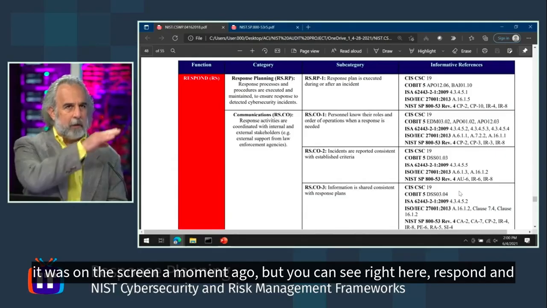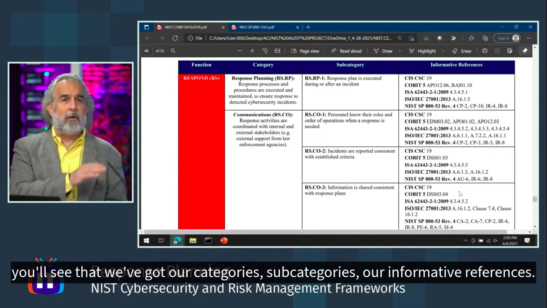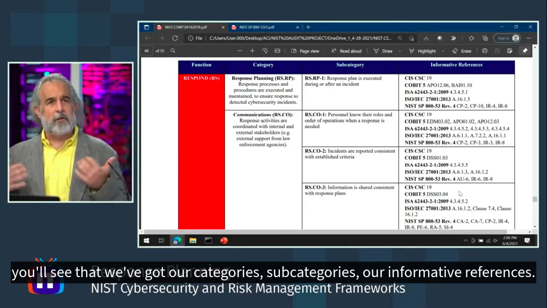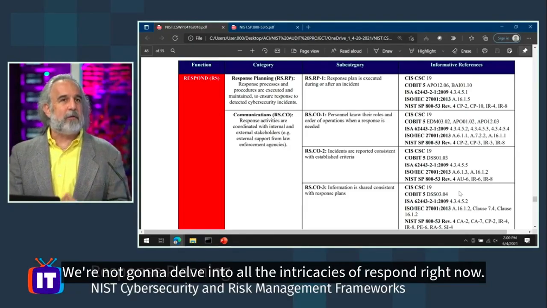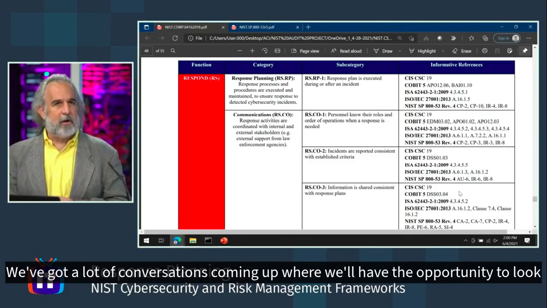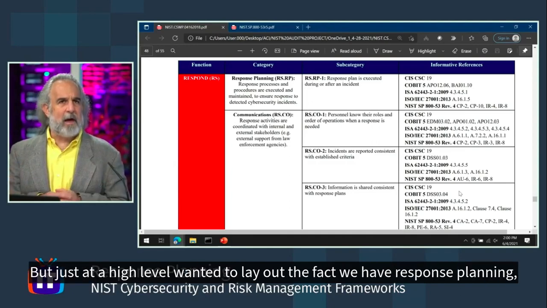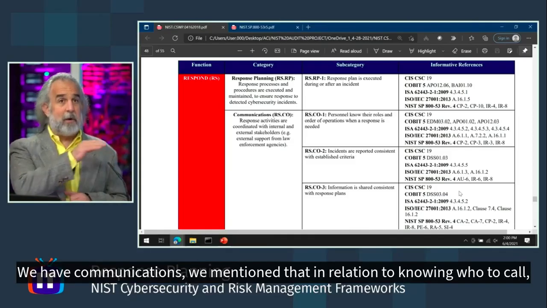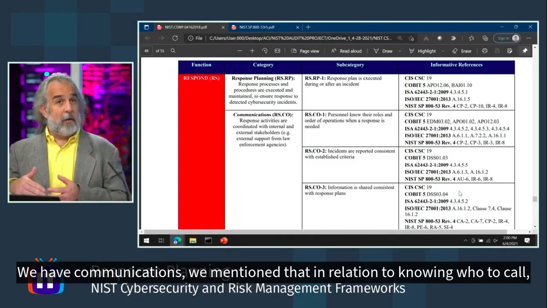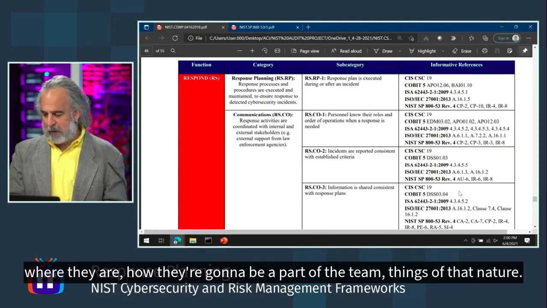It was on the screen a moment ago, but you can see right here, respond. And you'll see that we've got our categories, subcategories, our informative references, got a lot going on in here. We're not going to delve into all the intricacies of respond right now. We've got a lot of conversations coming up where we'll have the opportunity to look a little bit more in depth at some of the stuff in the table. But just at a high level, I wanted to lay out the fact we have response planning. We've talked a bit about that already. We have communications. We mentioned that in relation to knowing who to call, where they are, how they're going to be a part of the team, things of that nature.